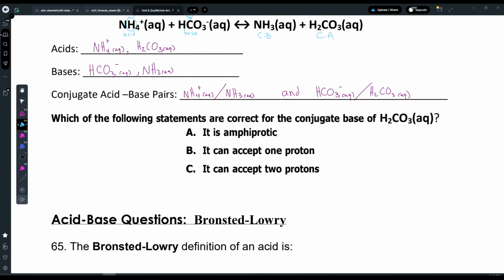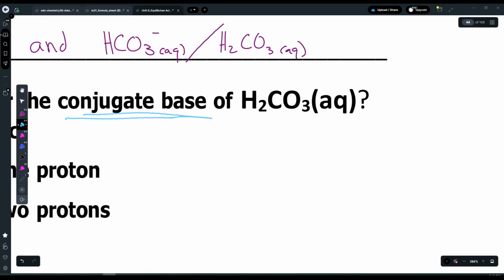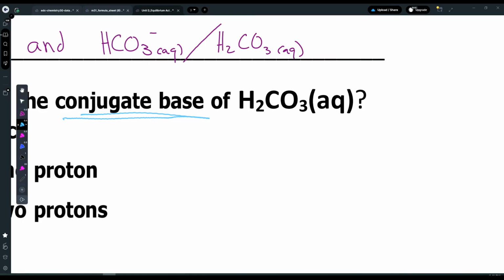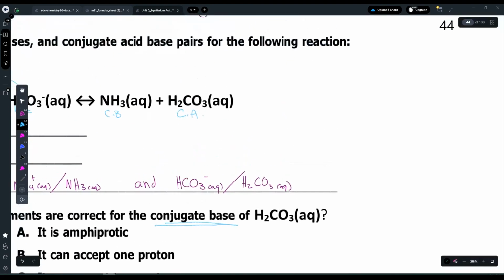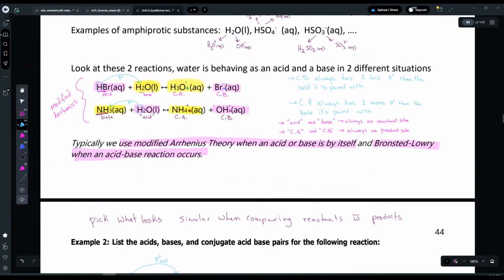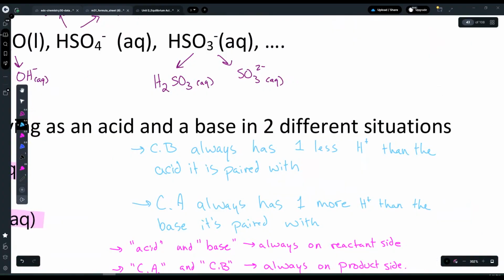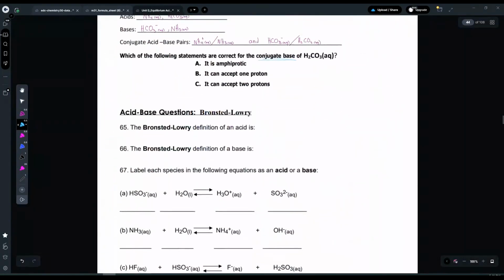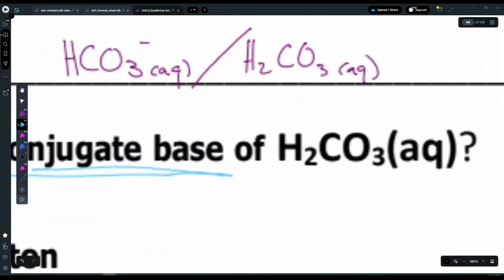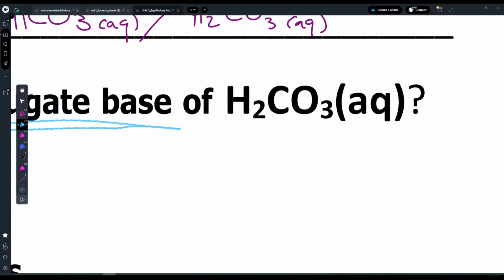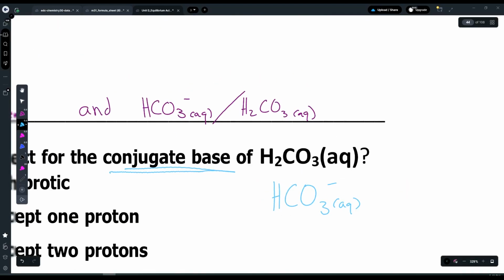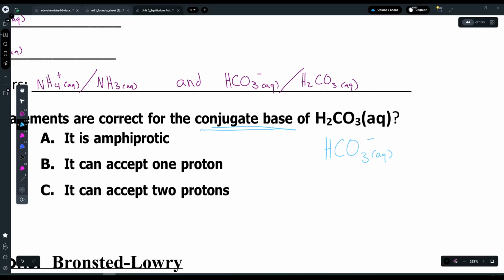All right, which of the following statements are correct for the conjugate base of H2CO3? First of all, what is the conjugate base of H2CO3? Remember, conjugate bases always have one less hydrogen than the acid. So we just need to take this and subtract one hydrogen. This brings us to HCO3 1 minus. Okay, so this is the substance we're dealing with.